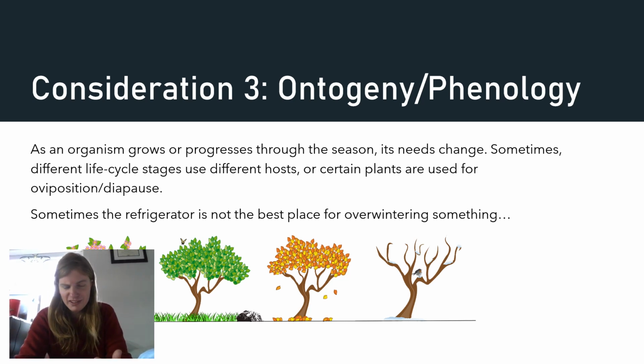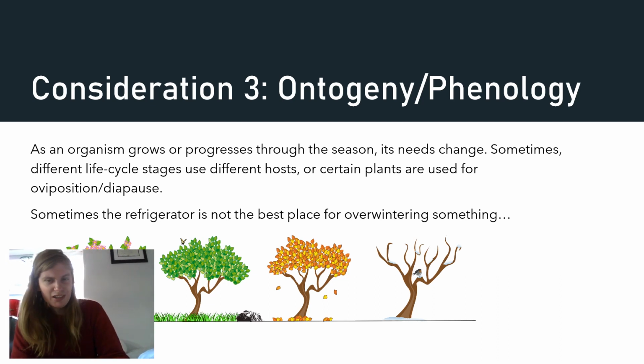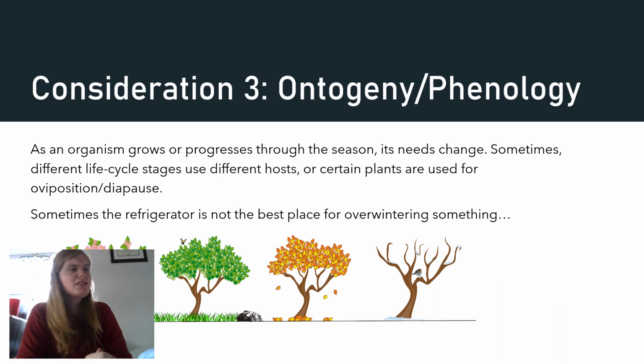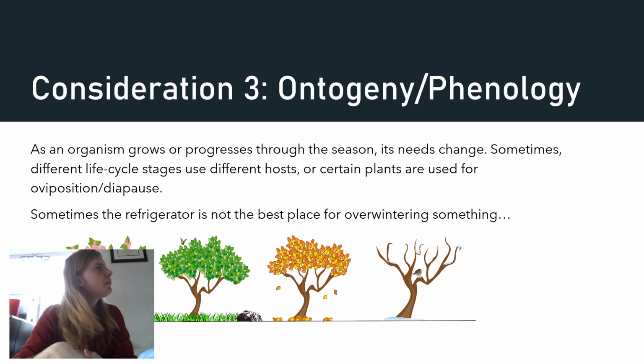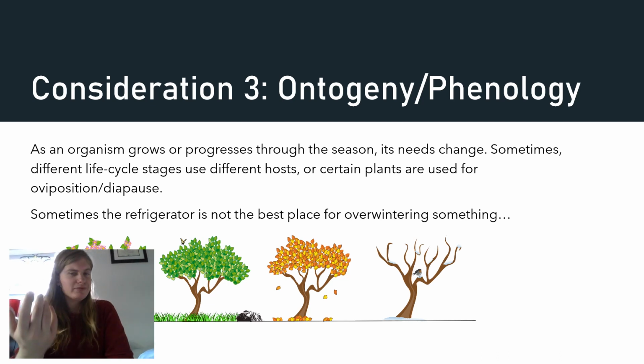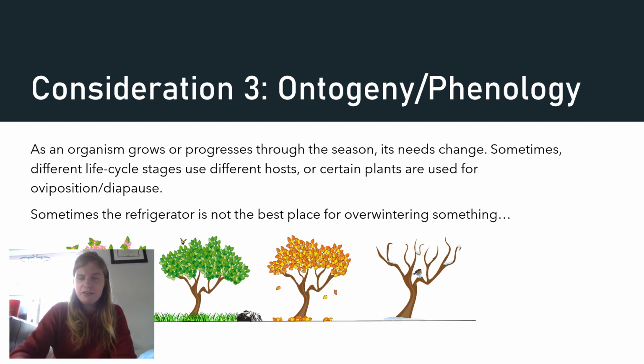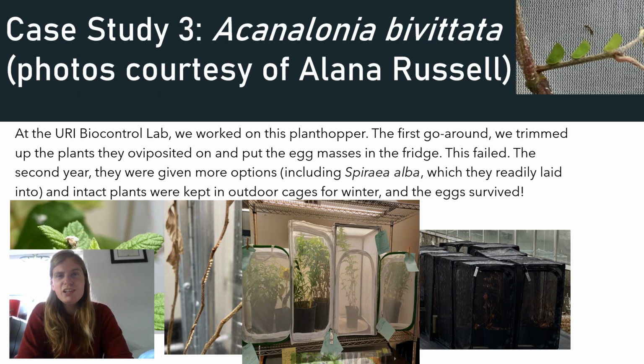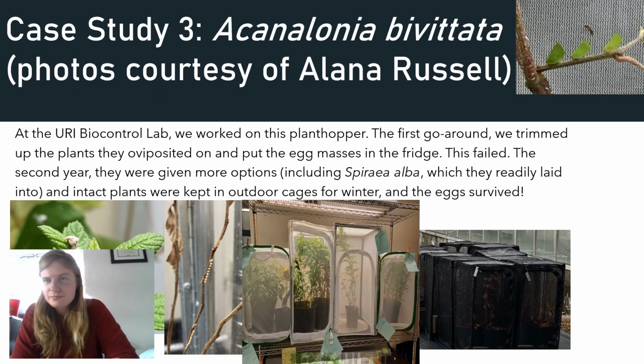And when you have herbivores, they'll use different plants for different purposes. Sometimes plants are used just for pupation, sometimes for feeding, sometimes to diapause on, in, or under. Sometimes they oviposit in a plant that they're not eating. And so that brings us to our last case study, which is a Cannellonia bivitata.